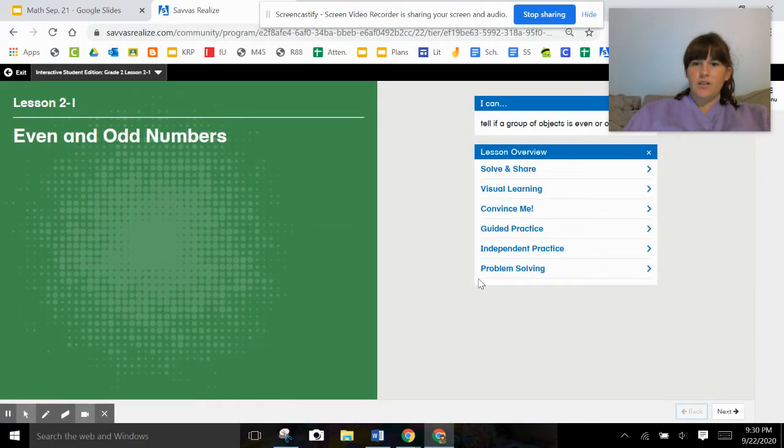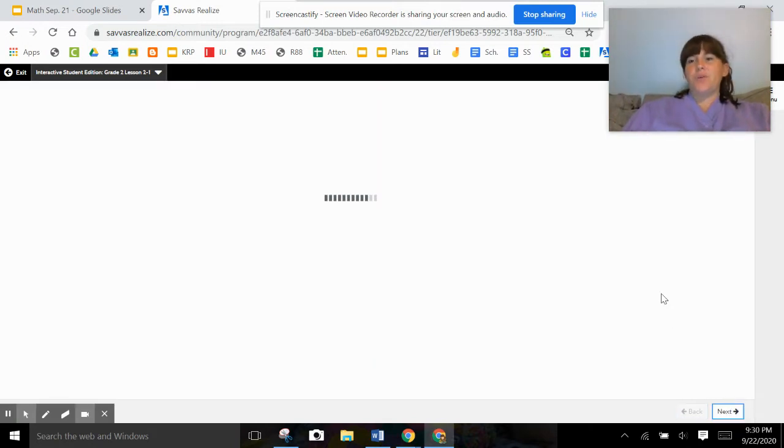So the very first page normally just shows you all the activities. So you have a solve and share, visual learning, a convince me page, a guided practice, independent practice, and problem solving. And these first few just have one problem on each page. So don't feel like, oh my gosh, we used to do 5 pages. Now we have to do 6. They're giving us even more work. I promise you it looks a lot better than what you think it does.